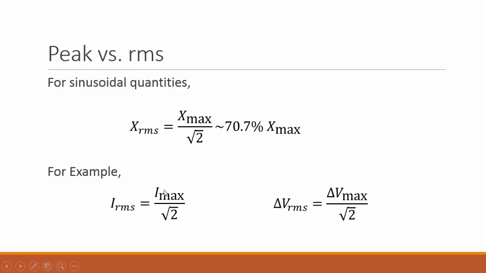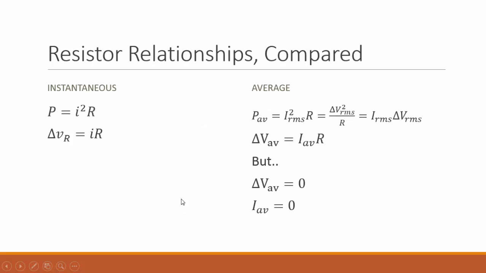So there's a simple relationship between these two quantities. They're proportional to each other, and it's just divided by root 2, but you have to know which value you're going to plug in. Are you going to plug in the RMS, or are you going to plug in the maximum? So I'm going to talk about how you find each of these different types of quantities.